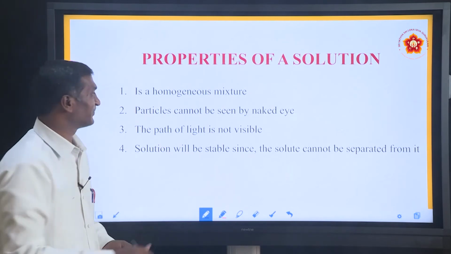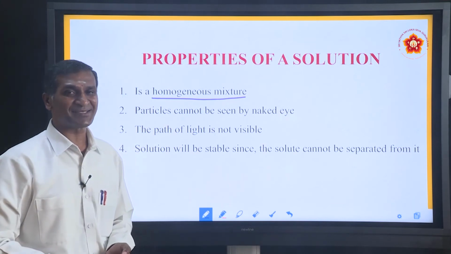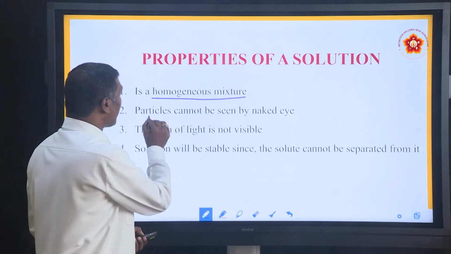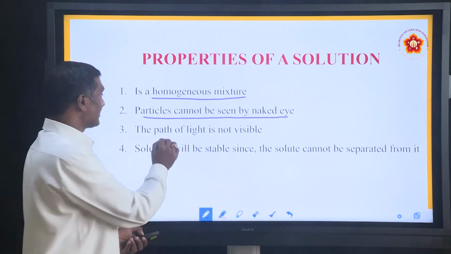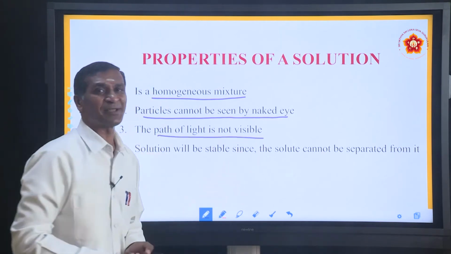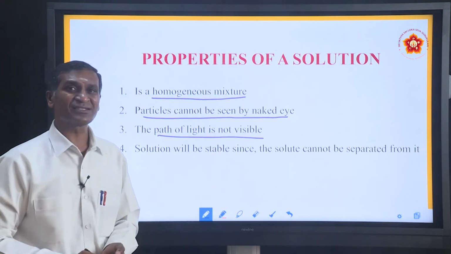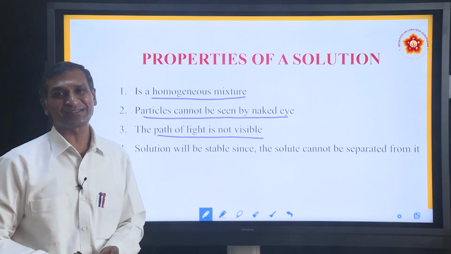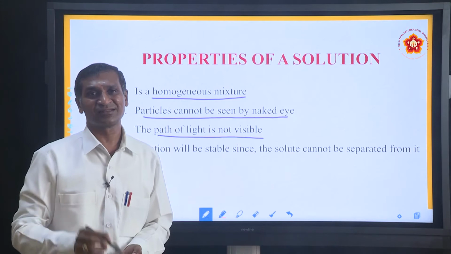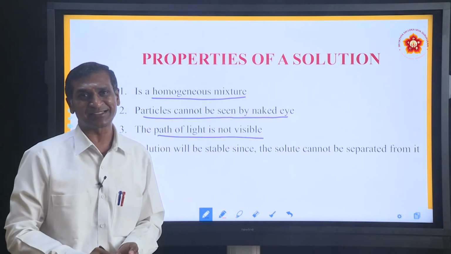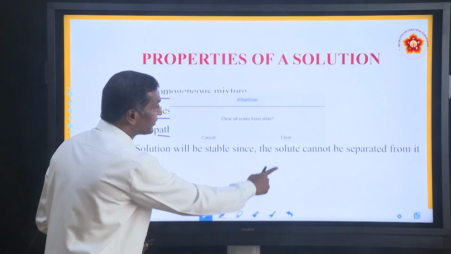Properties of a solution. It is a homogeneous mixture. A single phase is observed there. The particles cannot be seen by the naked eye. The path of light is not visible. The solution will be stable since the solute cannot be separated from it. It is a stable one because the solute is totally merged with the solvent. So, it is very stable. These are the properties of a solution.